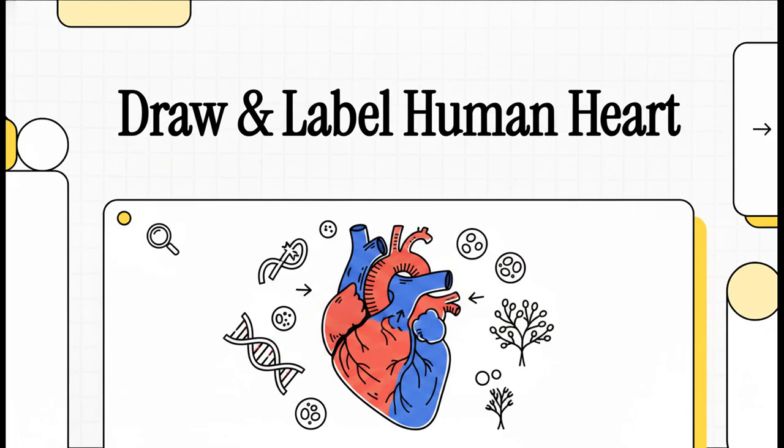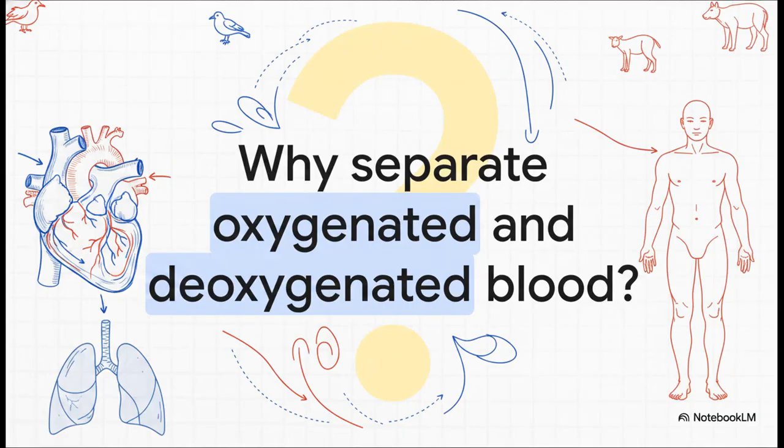Welcome to this explainer. Today, we're going to build a conceptual whiteboard diagram of the human heart so you can absolutely nail drawing and labeling it for your Class 10 science exams. Now, if you've been staring at your textbook and feeling, well, totally overwhelmed by the transport system, don't worry, we're going to break it down and construct it step by step. Okay, let's dive right in.